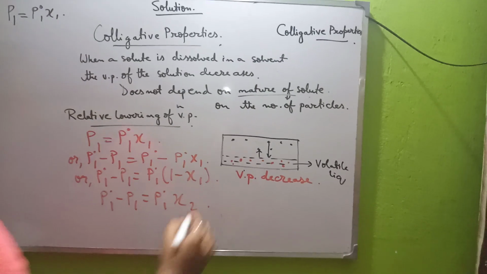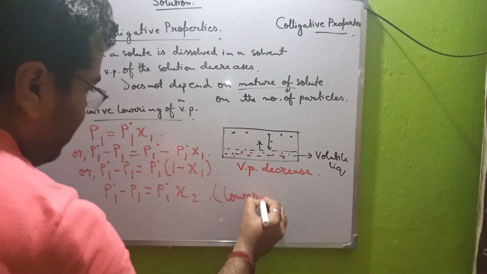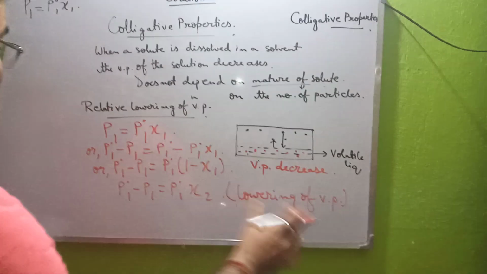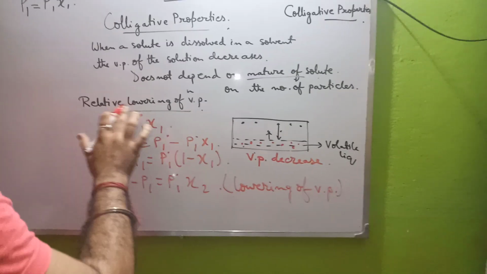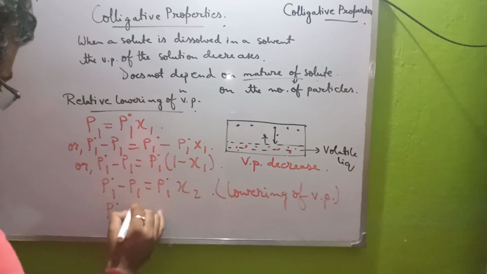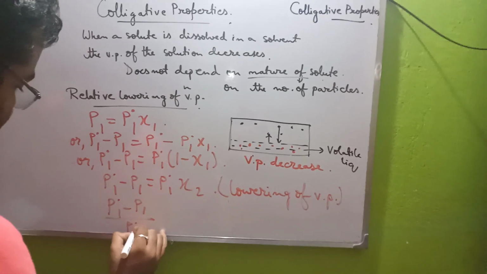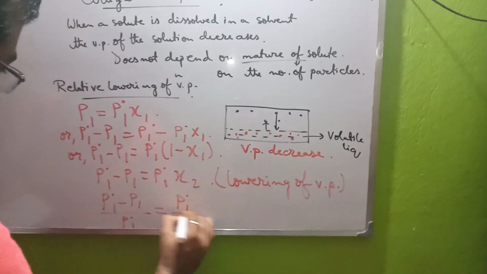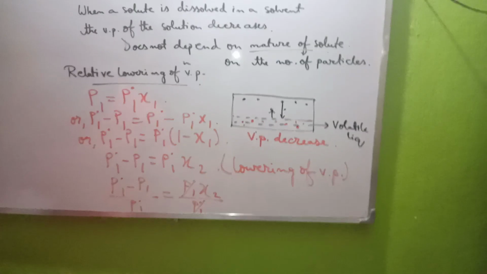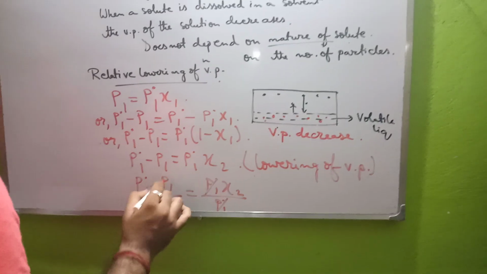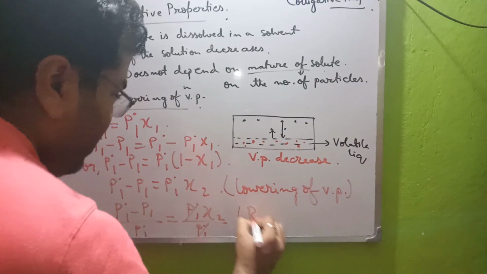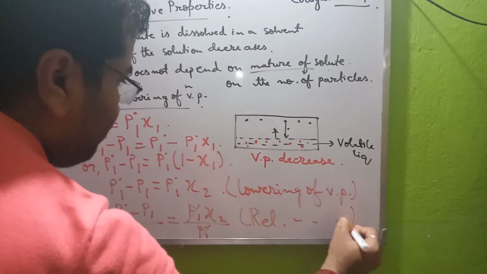We all know this is known as lowering of vapor pressure, but this is not the colligative property. My colligative property is relative lowering of vapor pressure. So how can I write it down? It will be (P1° minus P1) by P1° equals P1° x2 by P1°. This one and this one cancel. So what remains? (P1° minus P1) by P1° equals x2. This is what we call relative lowering of vapor pressure.